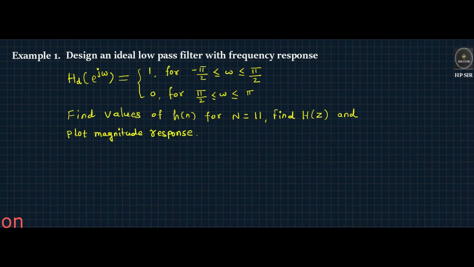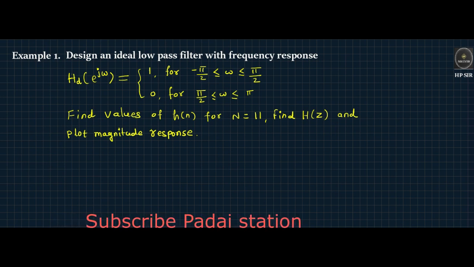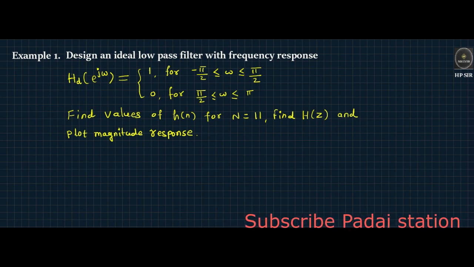This is the second part of the design of FIR filters. In the first part of the lecture, we studied different types of filters and the difference between FIR and IIR filters. We also described some mathematical equations and steps in the design of an ideal low pass FIR filter using the Fourier series expansion method. So let us solve one example to understand the complete design of an FIR filter.